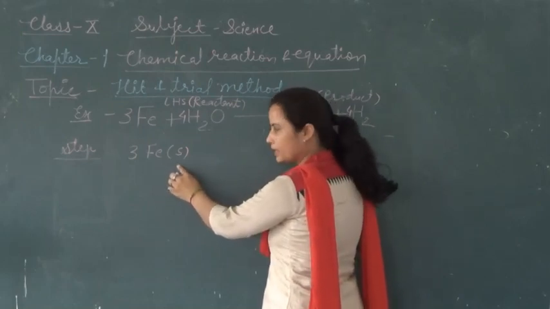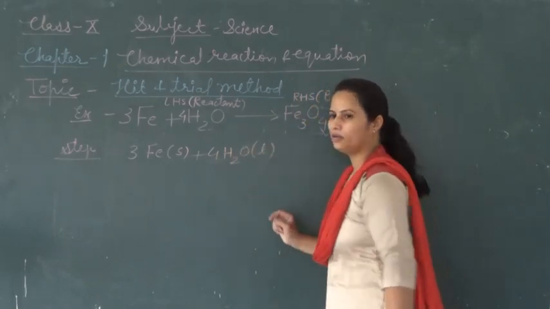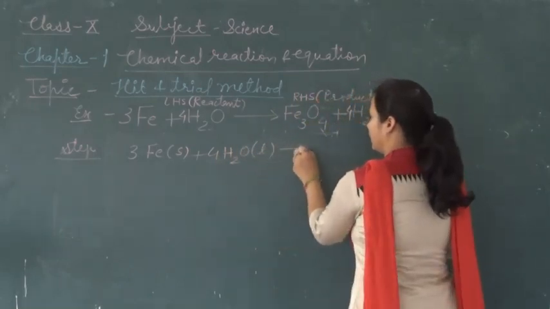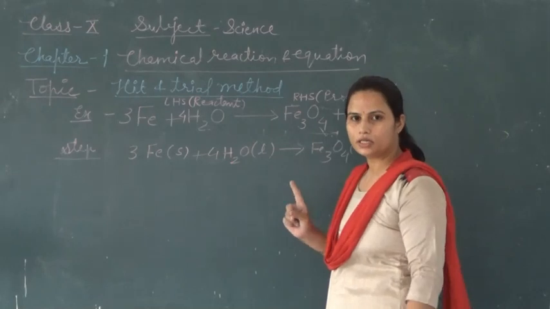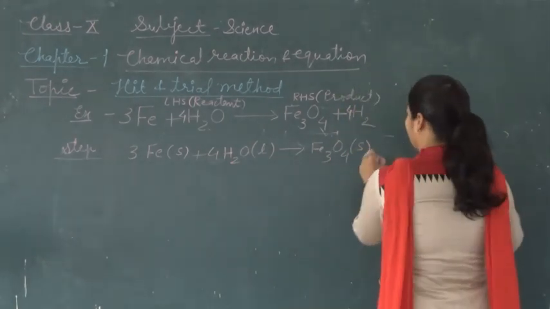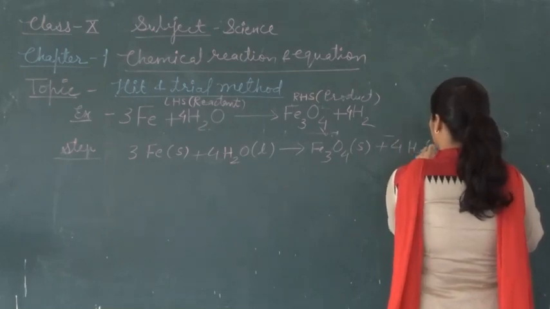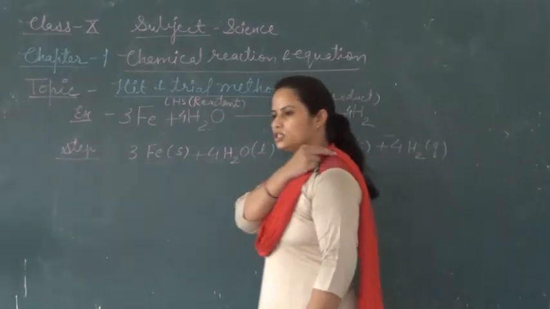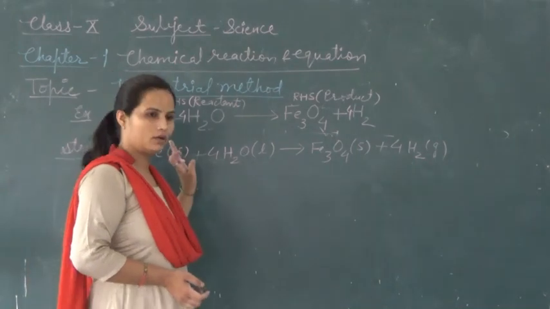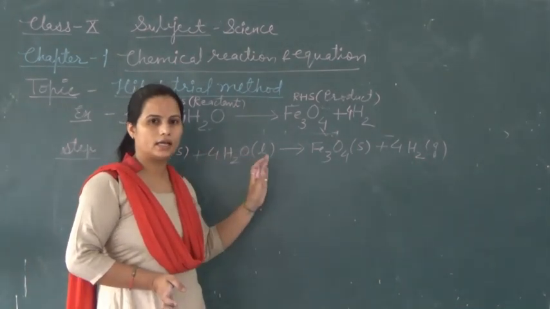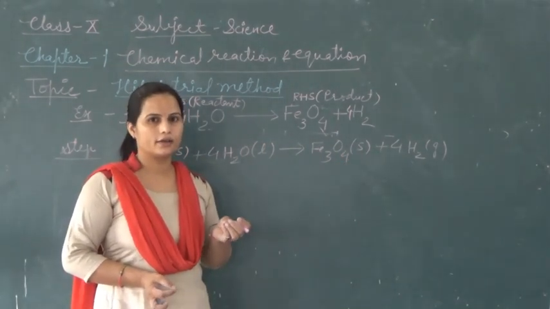So iron is solid in state, so in brackets we write S, plus H2O. Water is liquid in state, we write L. Will give Fe3O4. Ferric oxide is solid in form, we write here S, and H2 hydrogen is in gaseous state, so we write in brackets G. So the next step is to mention, after balancing, their physical state. If it is solid then we write S, liquid then L, gas then G, and if it is aqueous in solution we write AQ.